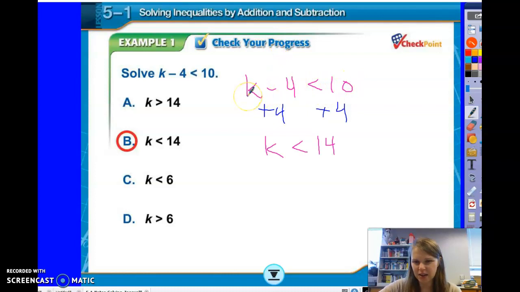We're working on getting K on a side by itself, right? So I'm going to add 4 to both sides, and I end up with K is less than 14. So just to check your answer, pick your favorite number that's less than 14. I'm going to do 13. So if I plug in 13 here, 13 minus 4, is that number less than 10? Yeah, because you get 9. So that's just a good way to check your answer and make sure it's right.